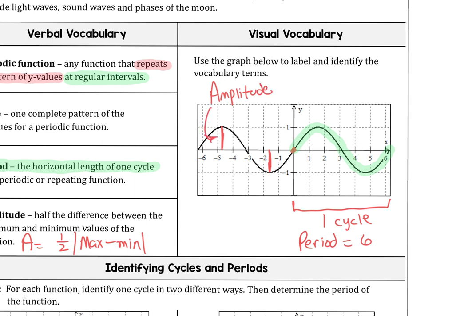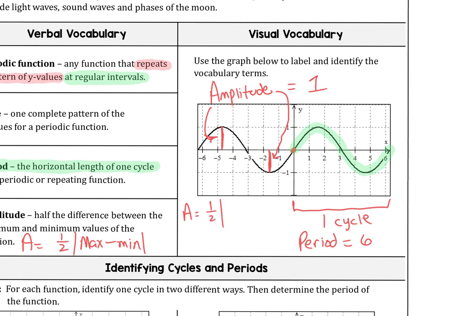Okay, so that's an amplitude, that's an amplitude. So the amplitude for this particular periodic function is 1. But if we use the formula that I mentioned earlier, that would be a equals 1/2 times the absolute value of max minus min.